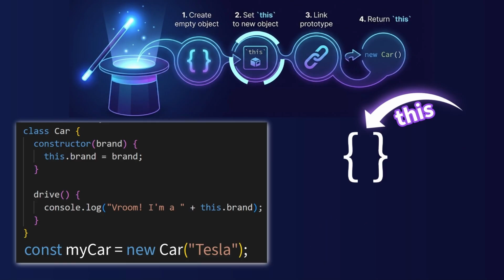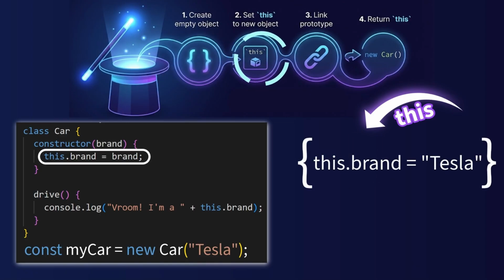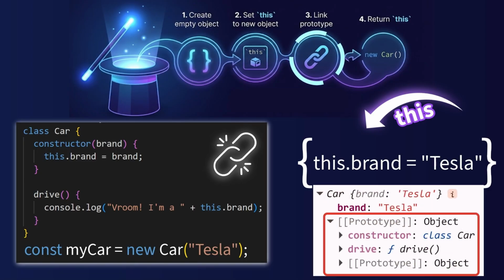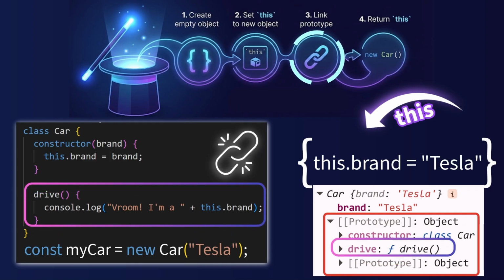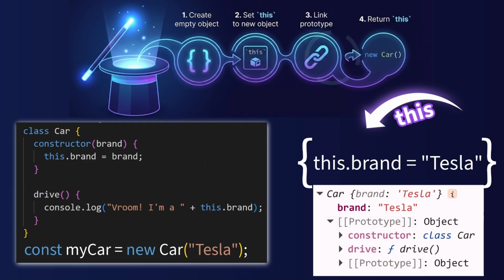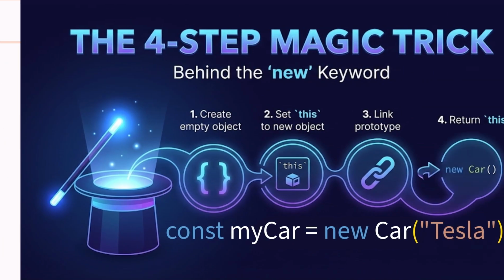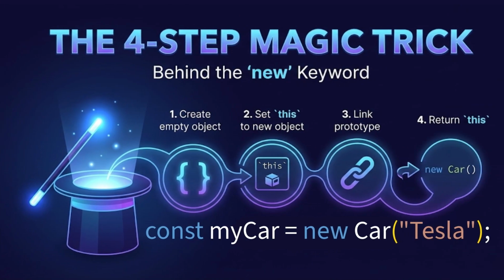So, inside the constructor, when you write this.value, you are just adding a value property to that new object. Step 3. It links the new object's prototype. The prototype is a huge topic for another day. But this is the magic link that gives our object all its methods, like the .drive method defined in the class. And step 4, it automatically returns this, the new object for us. That is how myCar gets its value. So that this inside a constructor isn't some strange magical thing. It's literally just a brand new object that the new keyword just created for us.